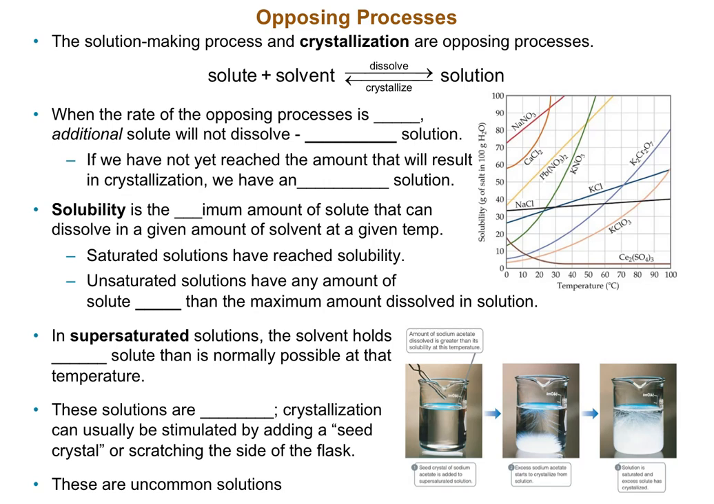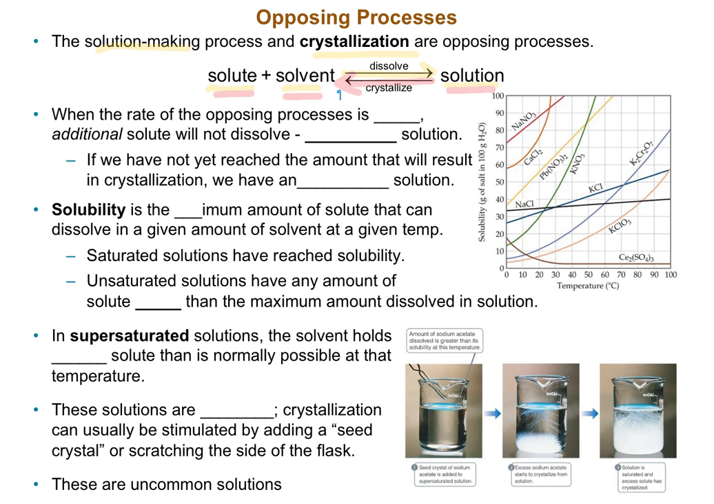So for chapter 14.2, we're going to talk about how solution making and crystallization are opposite processes. Initially I have the solute on its own and the solvent on its own, and when it undergoes the process of dissolving, we create a solution. The backwards direction of that is if I have a solution and it then crystallizes, which means it separates back out into the solvent and the solute.